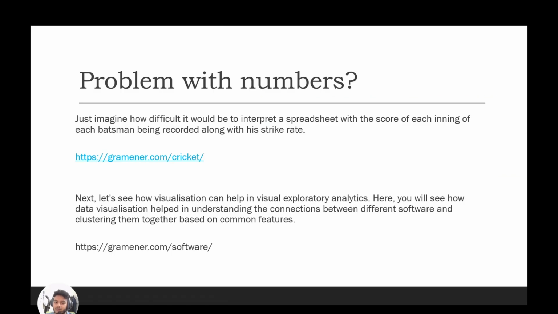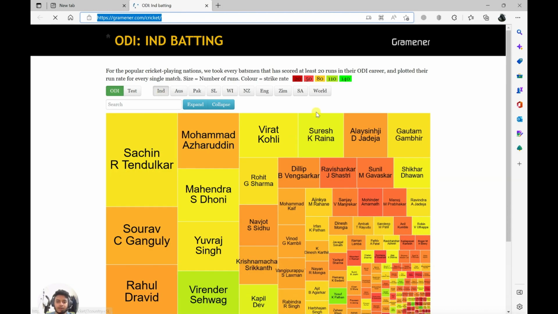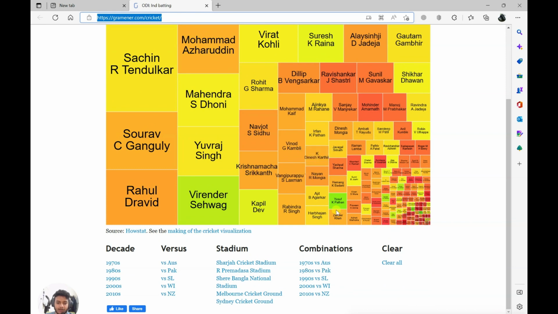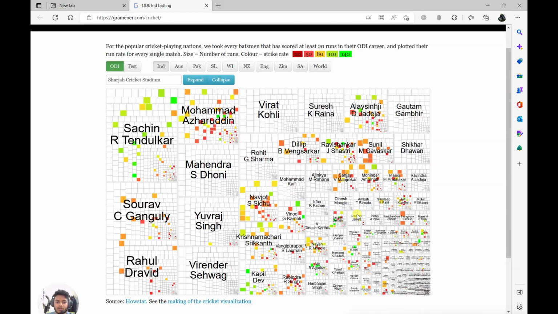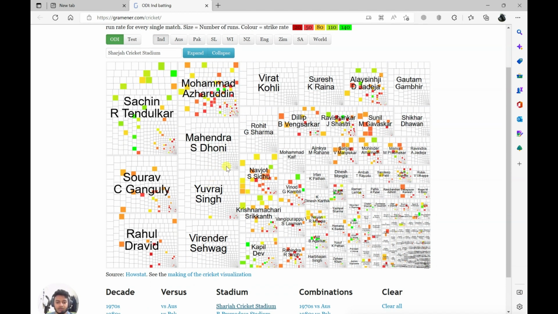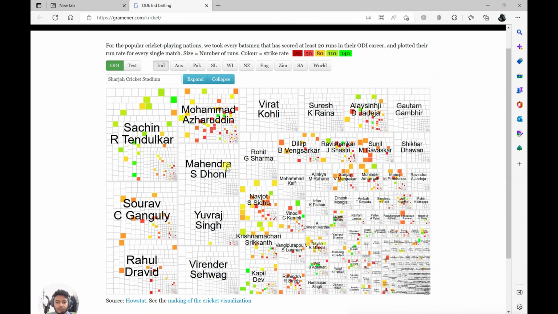So what's the problem with numbers? To understand that, let's go to this website, graminer.com, and see an example. This website contains data for different decades, scores, who was the player, all those things. Let's go to this one, Sharjah Cricket Stadium. This data tells us which player scored how much, at what strike rate.